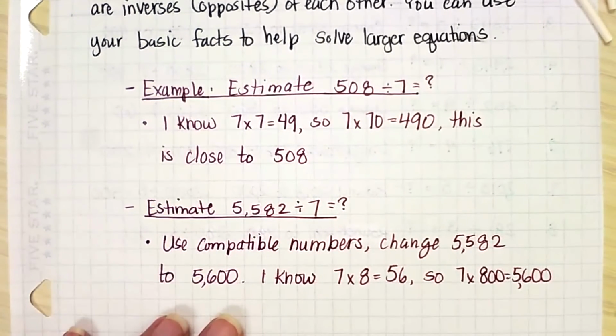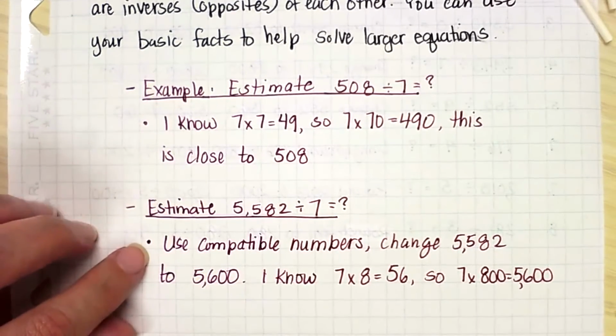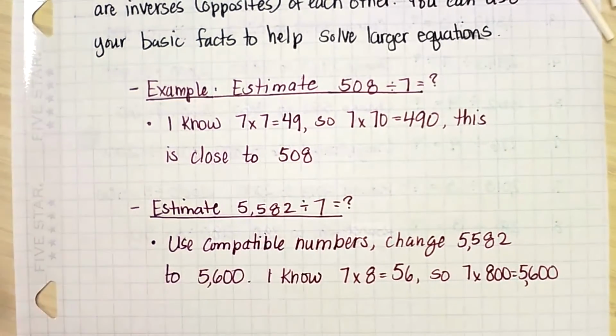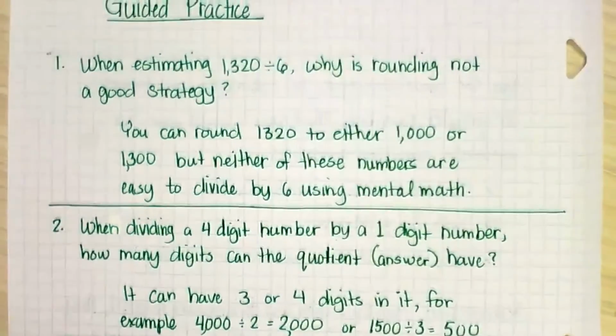So when you are estimating, you can either use your known multiplication facts to help you, or you can use compatible numbers to help you, and remember those facts are related. Now let's go ahead and take a look at your guided practice questions.